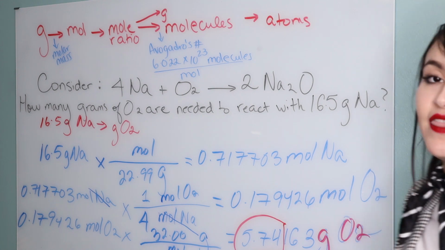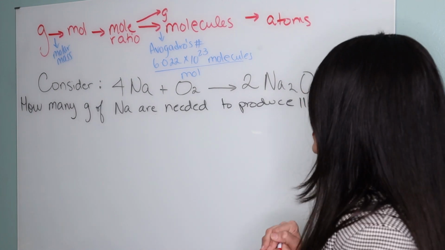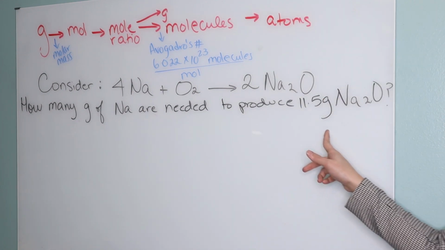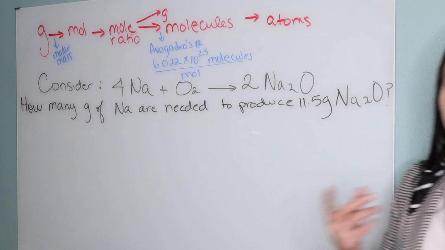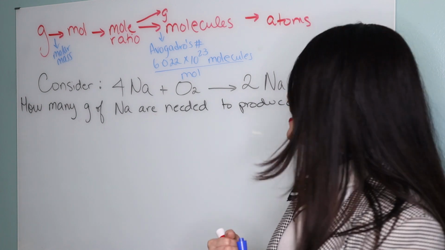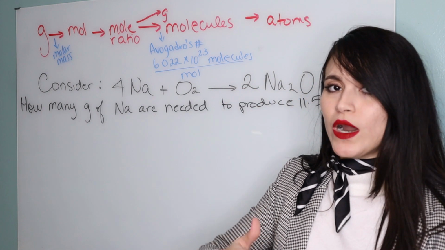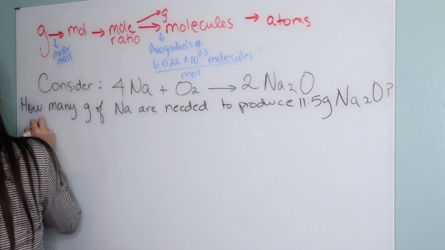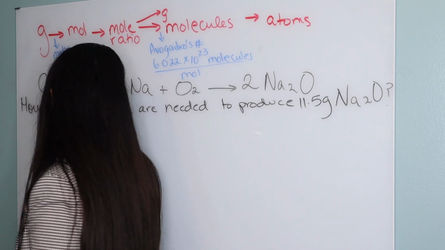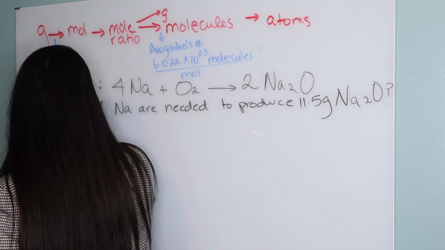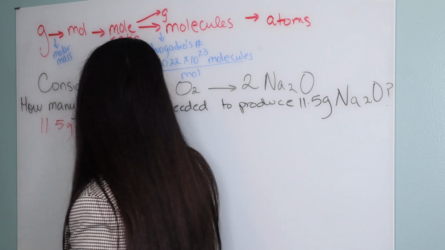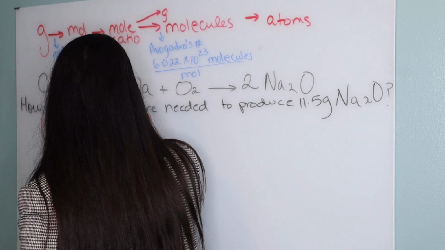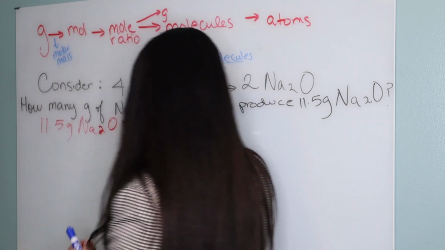5.74 grams of dioxygen. This question is now asking, how many grams of sodium are needed to produce 11.5 grams of sodium oxide? So again, the very first thing that we're going to be doing is writing our starting point and where we need to finish up. So we're starting out with 11.5 grams of sodium oxide, and our goal is to end up with grams of sodium.